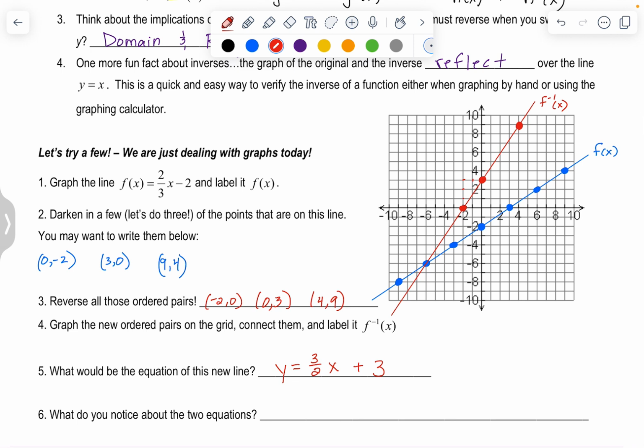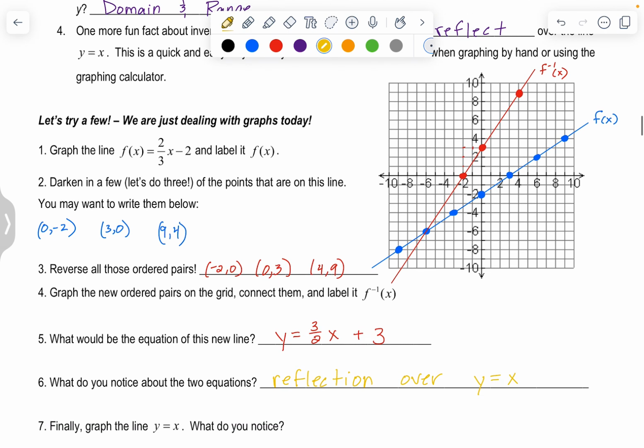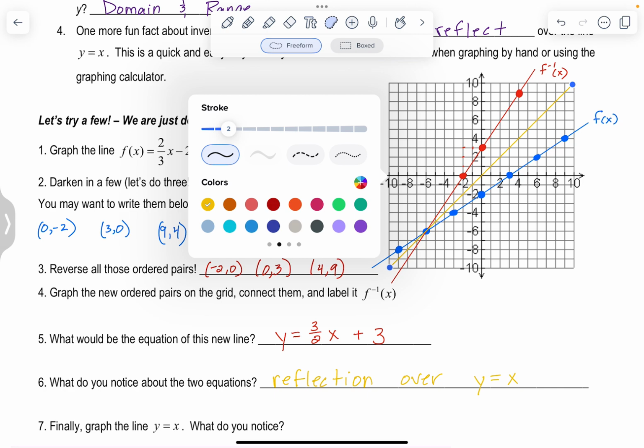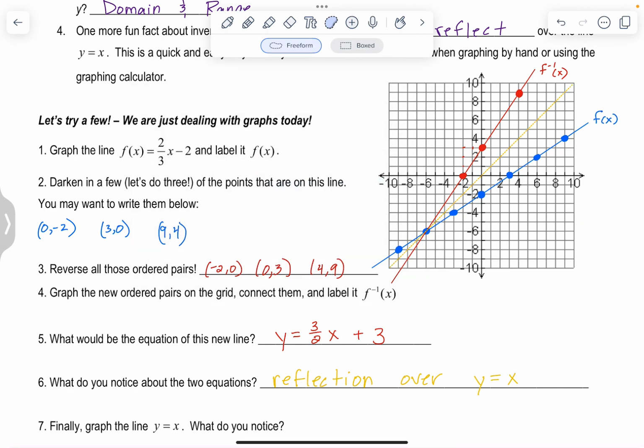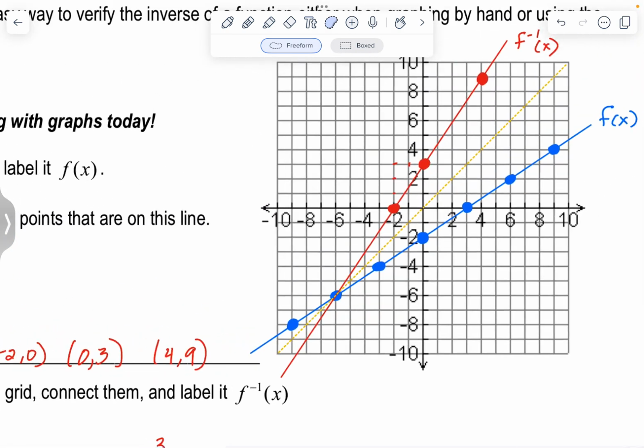Now, what do we notice about the two equations? I hope you notice that that is a reflection over the line y equals x. Let's graph that line. Here it is. I'm going to put in y equals x. There's the line y equals x. You're going to see the line y equals x.